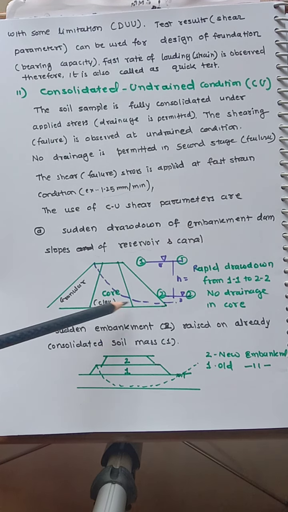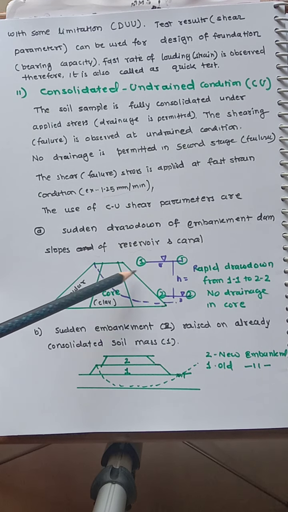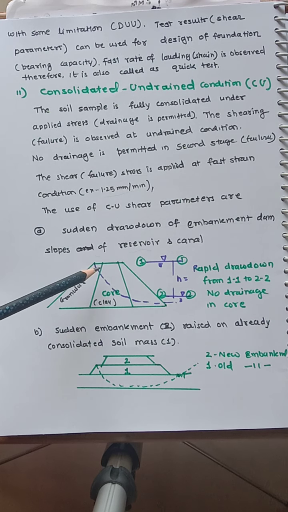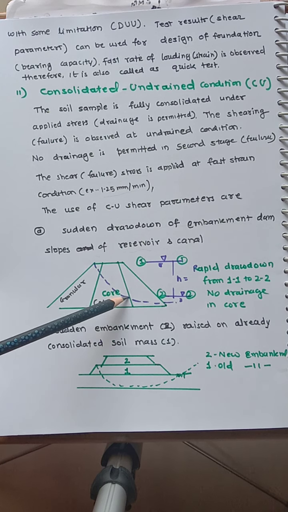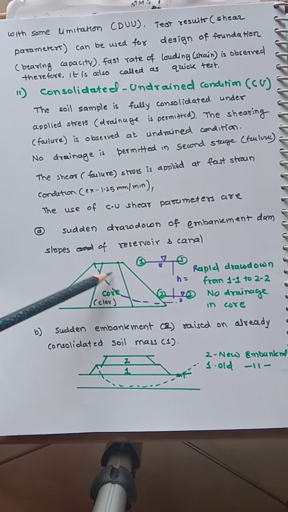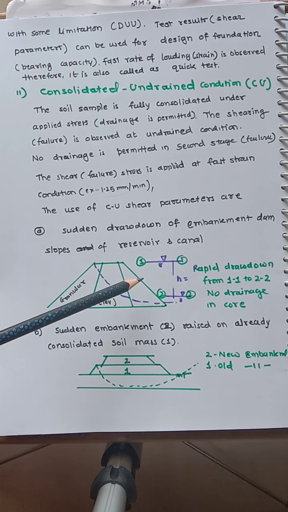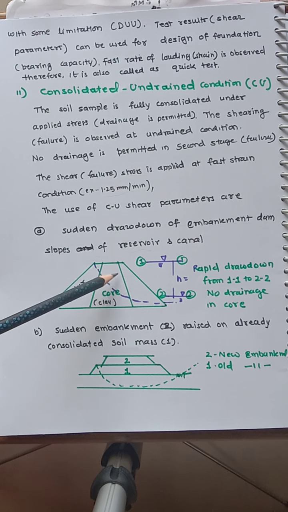This core or the entire dam is already compacted, fully consolidated, and when suddenly drawn down, the possibility of a failure condition takes place. This portion may slide down quickly. So therefore undrained conditions develop in the second part. The first part is already consolidated, so that's why it's called CU. The parameters C and phi in these conditions are used for the stability analysis of this dam.